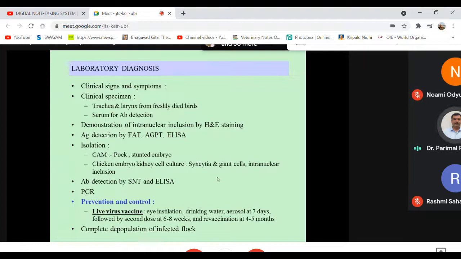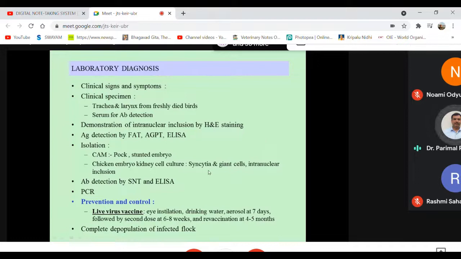So coming to the laboratory diagnosis, we can see clinical signs and symptoms, and of course some specific lesions. Even before entering the farm, if flocks are affected, you can hear the tracheal rales and whistling sounds from outside the farm premises, and that gives us an indication of respiratory tract infection. Diagnosis is based on isolation and identification of the organism, which can be done simply by PCR, or we can go for isolation in embryonated chicken eggs, where pock lesions and stunted embryo growth take place, as well as in primary cell cultures like chicken embryo kidney cell culture, where typical syncytia formation and inclusions can be demonstrated.